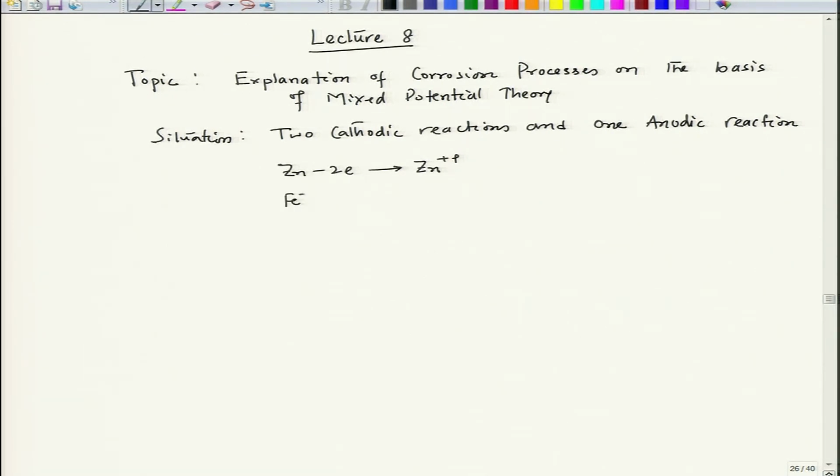and ferric ion reduction. Also, if we put zinc in impure acid which is deaerated, that means there is no dissolved oxygen, but we have a very small ppm level content of Fe plus 3, then we can have these two cathodic reactions. So, these are the two cathodic reactions and this is one anodic.